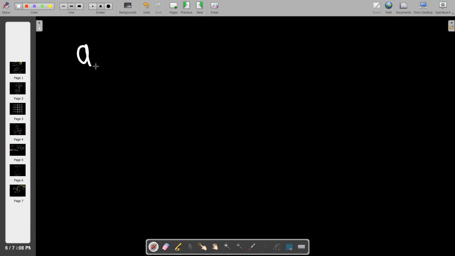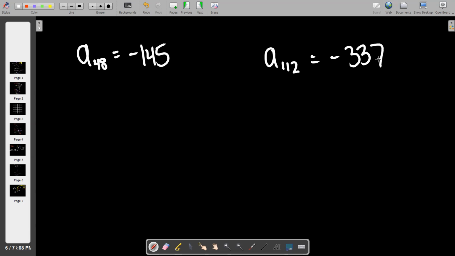For this one, I'm going to tell you that a sub 48, also known as the 48th term of the sequence, is negative 145. And then I'm going to head way on down the line, and I'm going to tell you that the 112th term of the sequence is negative 337. Then we're going to do explicit and recursive. We're basically going to just redo the last problem, exact same expectations. We're going to write explicit, and then we're going to write recursive, right?